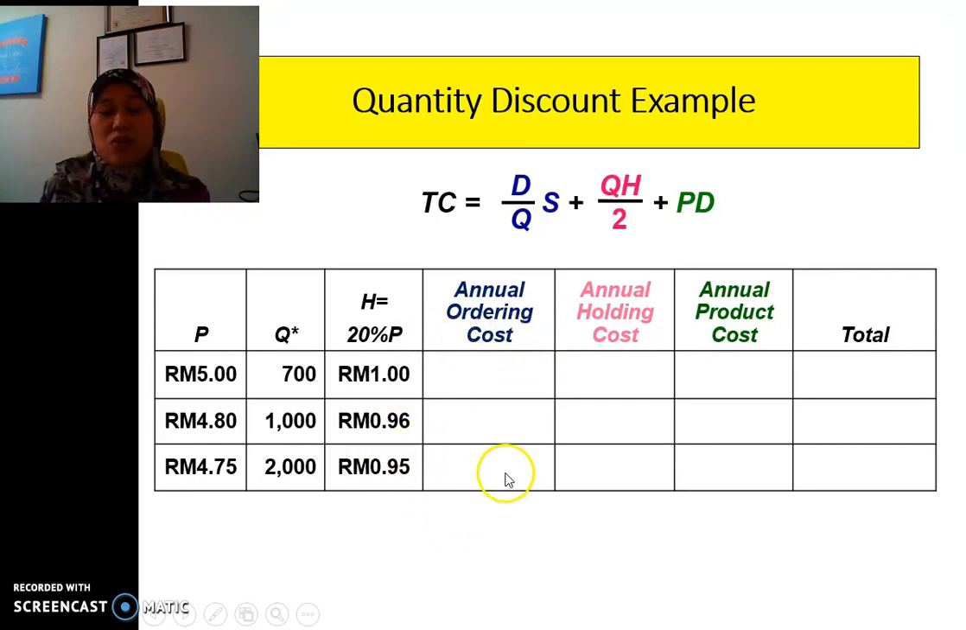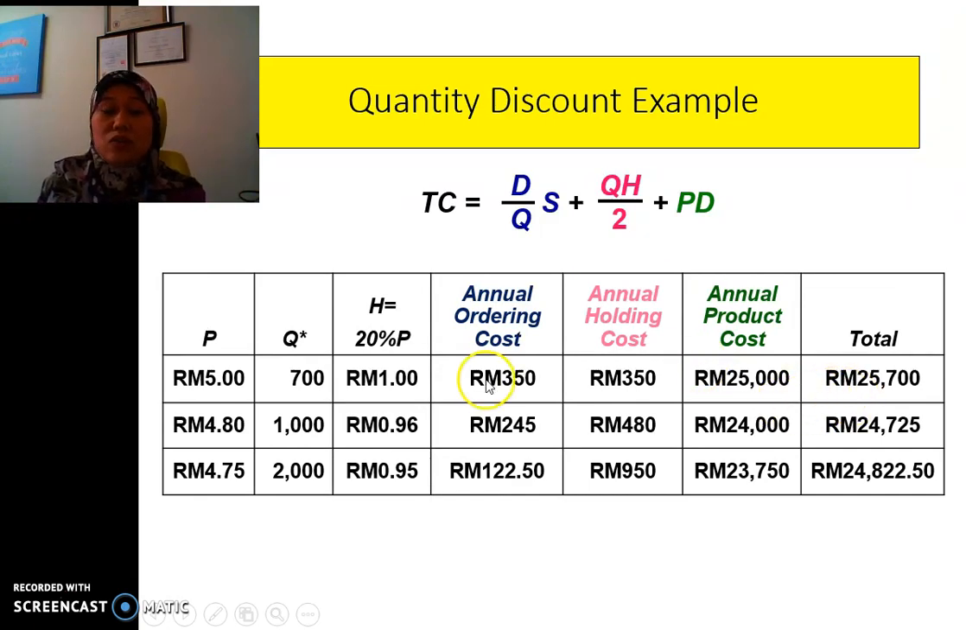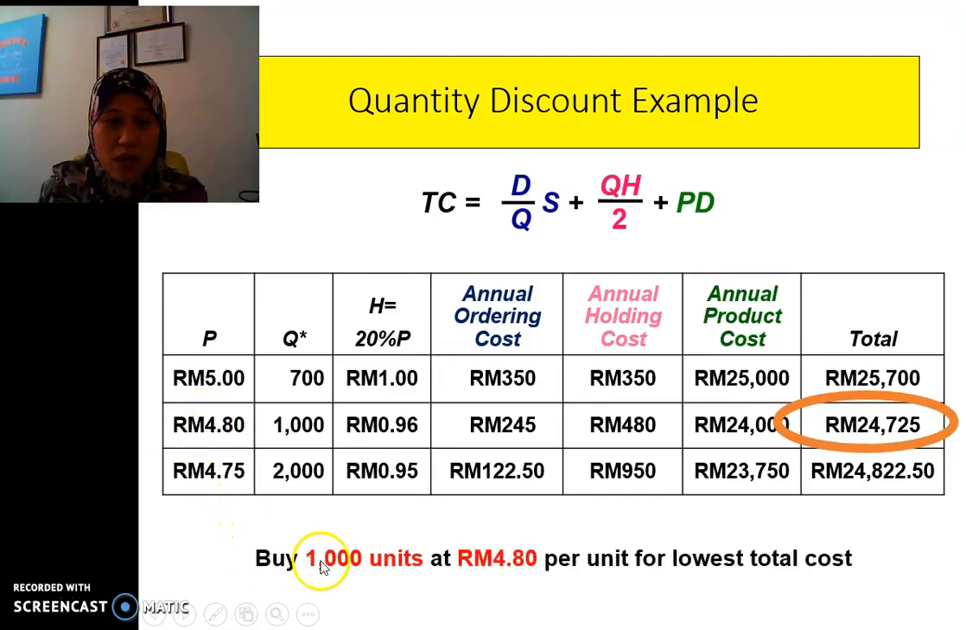And then we can start to calculate the ordering cost, annual holding cost, and then annual product cost to get the total cost. Okay, so when we do the calculation, these are the totals, and we need to find the minimum total. So it's 24,725 ringgit that is the lowest. And how to summarize it? We need to buy 1,000 units at 4 ringgit 80 cent to get the lowest total cost.